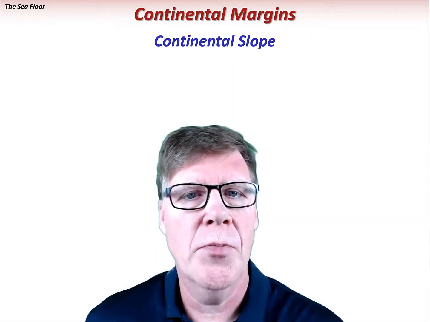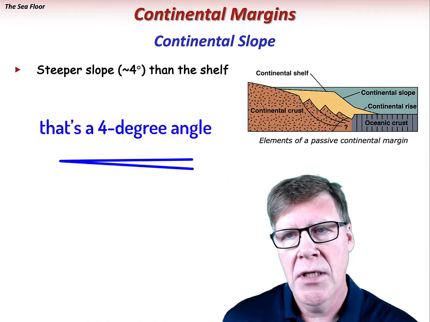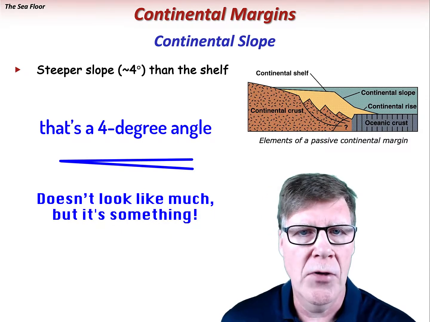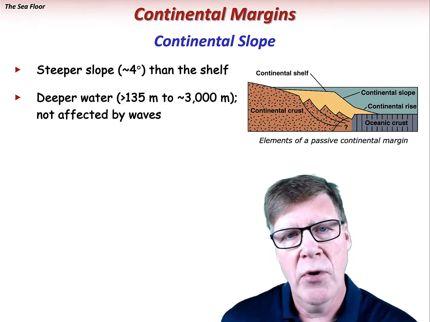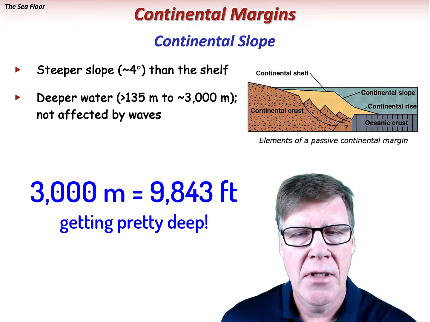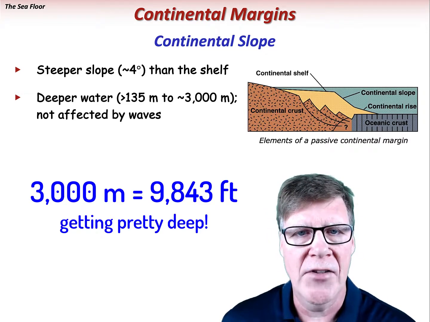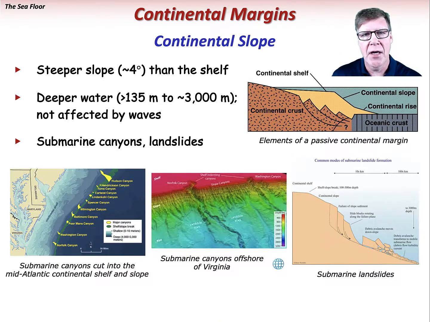The continental slope is a more steeply sloping surface, around 4 degrees or so, that extends from the edge of the continental shelf towards the deep ocean. The continental slope continues downward from around 135 meters to around 3,000 meters depth. So most of this area is too deep to be affected by wave action. Submarine canyons are commonly etched into the continental slope, as is seen on the mid-Atlantic continental margin.